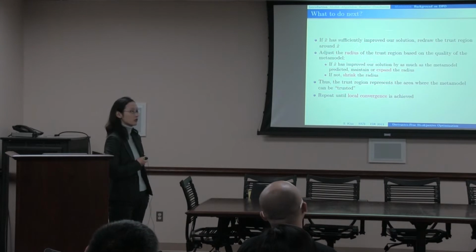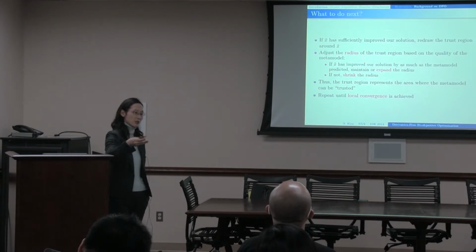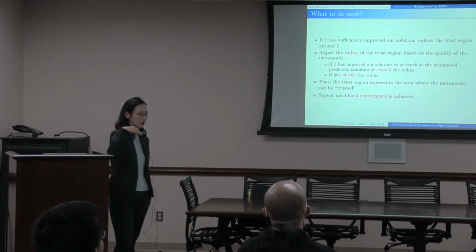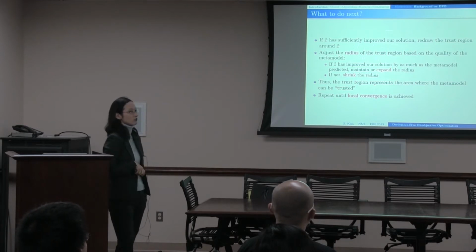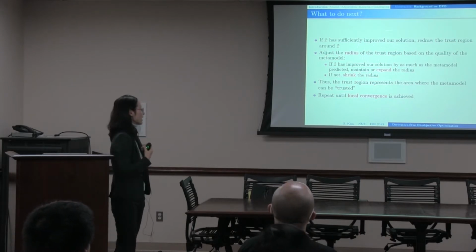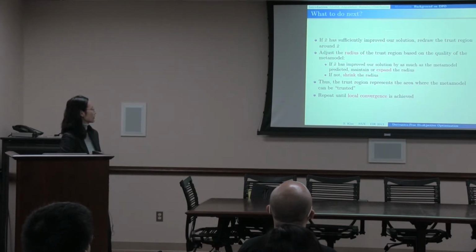We test the quality of the meta model using something called the reduction ratio. We compare the response from the meta model and the function value. If these two values are similar, then this model is reliable. Then we move to the new point, and we keep the same radius or even expand the trust region radius. But if the model is not really good, then we go back to the previous iteration's point and shrink the trust region radius so that we can have a better, reliable model. So how to determine the radius and how to move to the next points has to be designed so that we can eventually guarantee convergence.